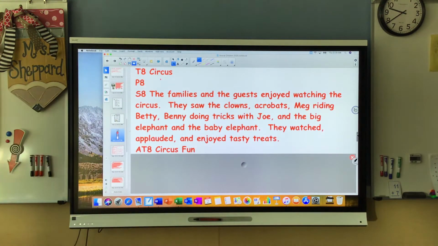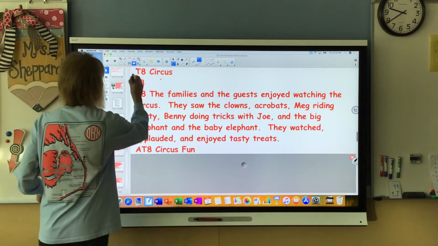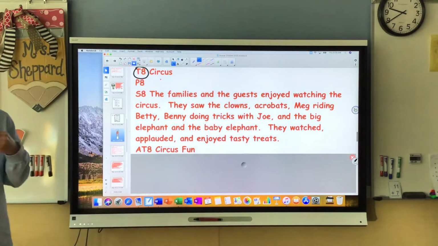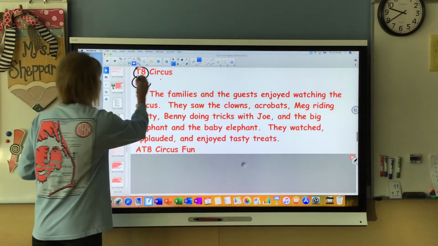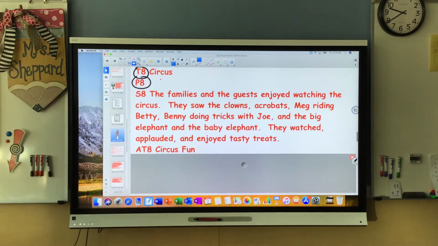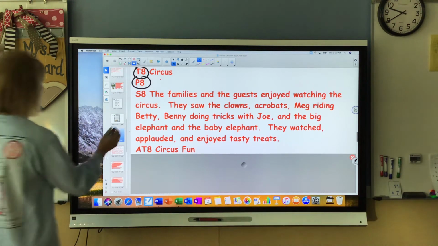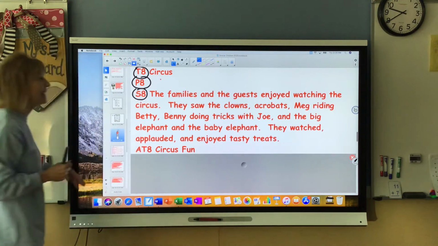Now this is a good review of yesterday's chapter. Yesterday we read chapter 8, which to me was a really fun chapter. The title of chapter 8 was Circus. We made our prediction as readers, telling what we thought chapter 8 was going to be about. I predicted that the kids were going to have that circus they had been talking about. And as we summarize chapter 8, we see that they did.